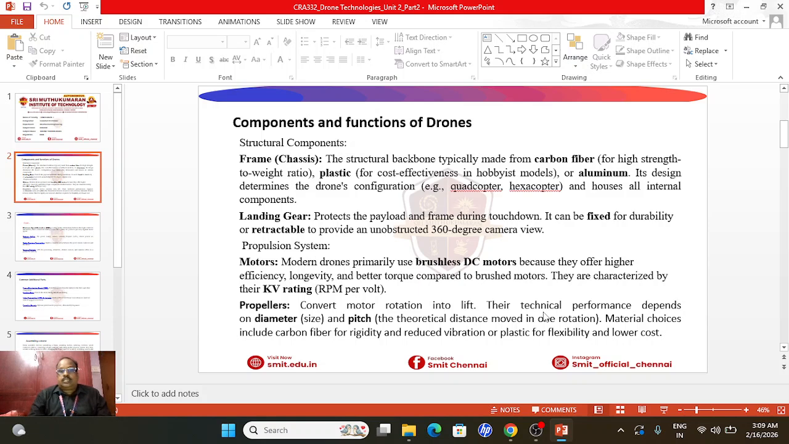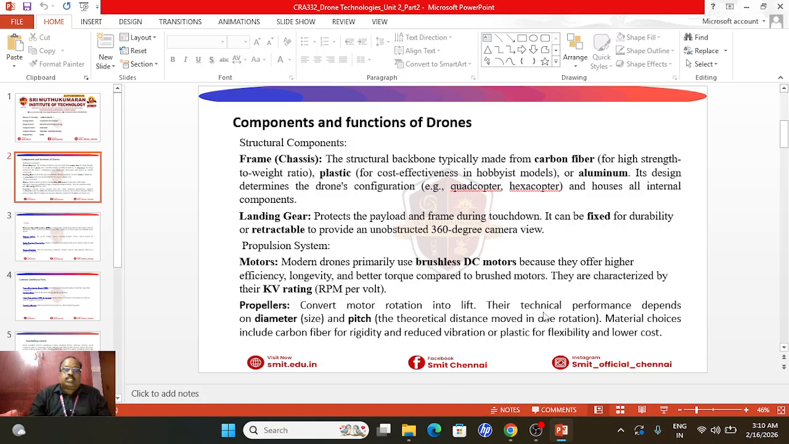Propulsion system, such as motor and propellers. So the modern motors primarily use brushless DC motors because they offer high efficiency, longevity, and better torque compared to brushed motors. They can be categorized by their kV ratings, that is RPM per volt.